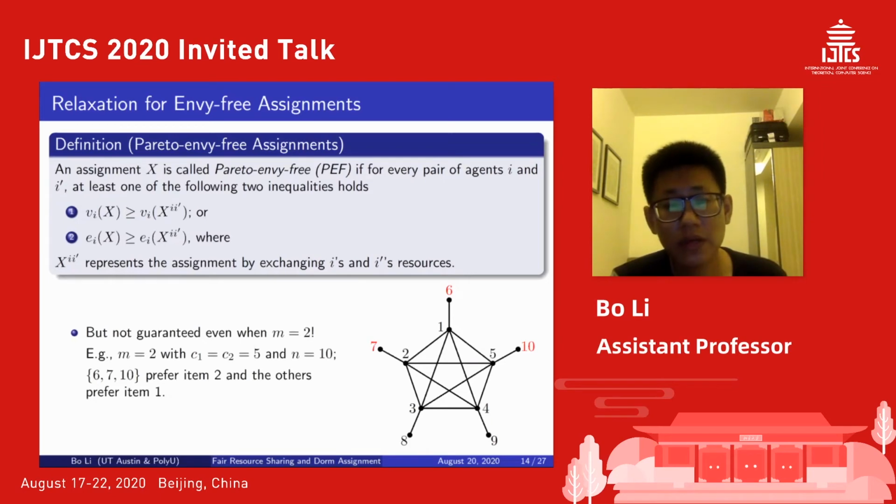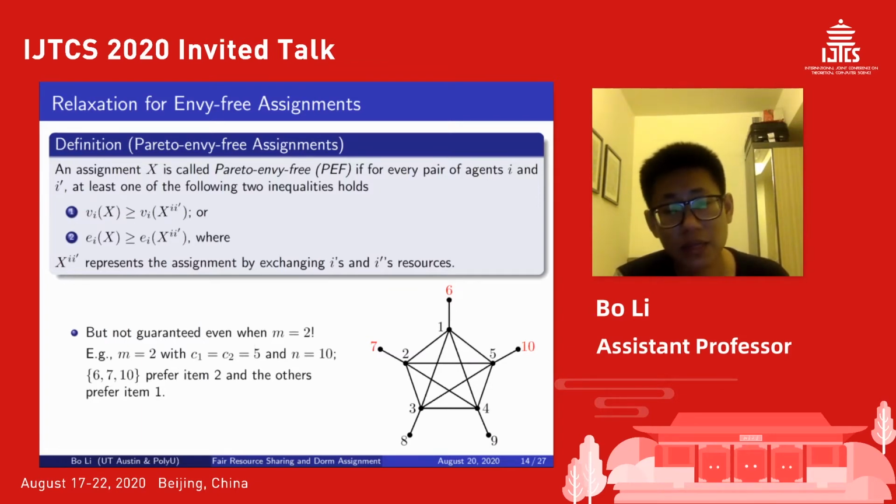So the first inequality requires that agent I doesn't envy agent I prime's resource. So here we note this is VI. VI is the generic value for the resources. It's not the utility function. So if agent I doesn't envy agent I prime's resource, then agent I doesn't Pareto envy agent I prime.